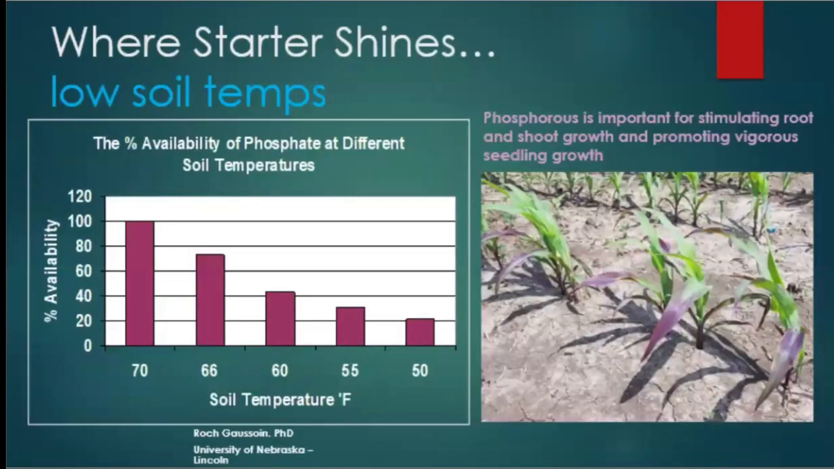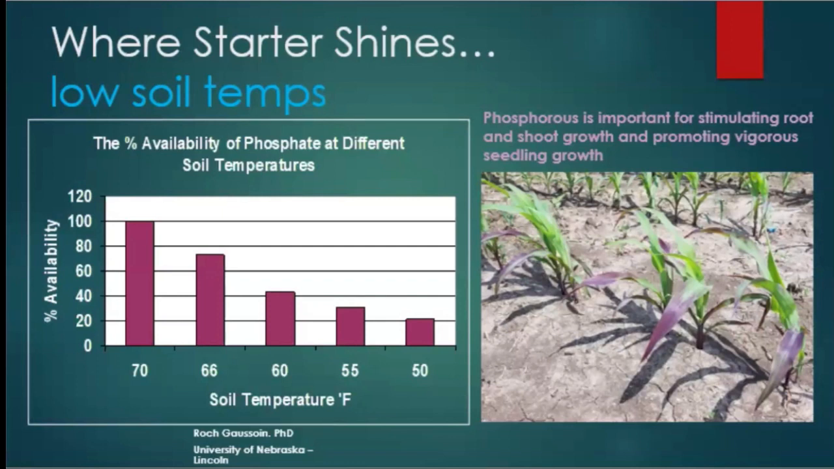So where does starter fit in? Especially in low soil temps. There are some studies that show the percent of available phosphorus at different temperature levels. You'll notice there at 50 degrees, not very much available. If you're planting in cool temperatures, cool soils, even if you have pretty good phosphorus in your soils, it may not be a bad idea to take a look at adding a little bit to get your plant going.